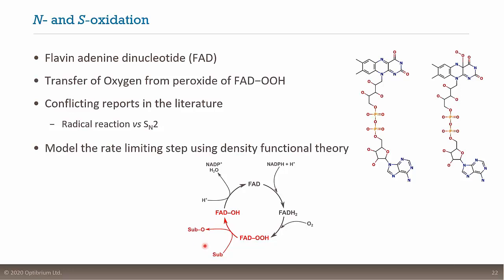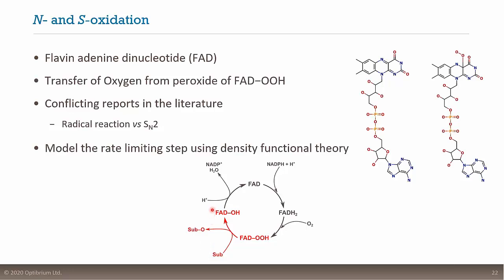And of course we started from the literature, and it seemed that there are conflicting reports. One of the papers suggested that this reaction mechanism is radical, and the other one suggested that no, this is SN2. So our job here is to model the rate-limiting step using density functional theory, and also make sure whether it's going to be SN2 or radical.